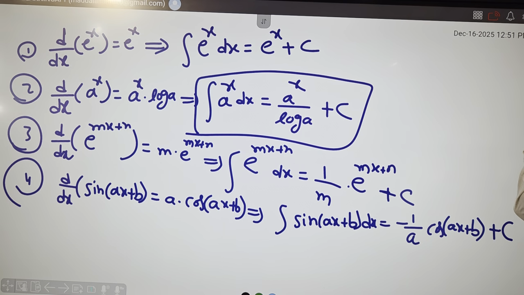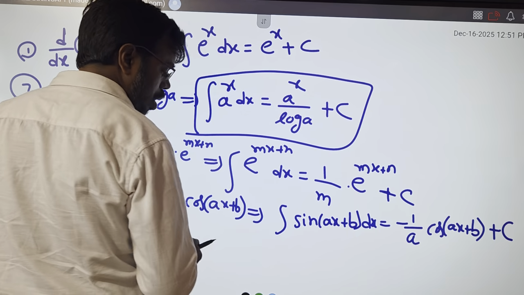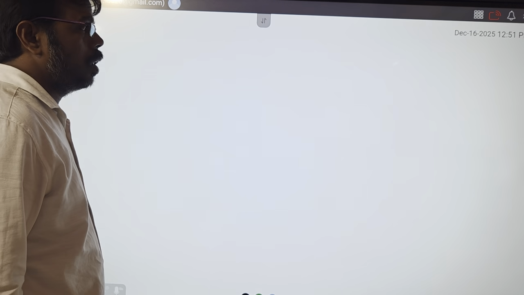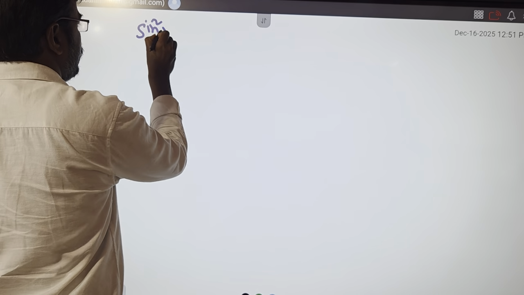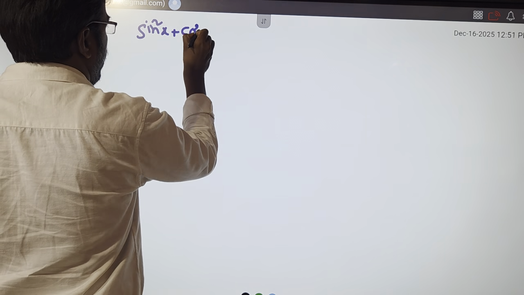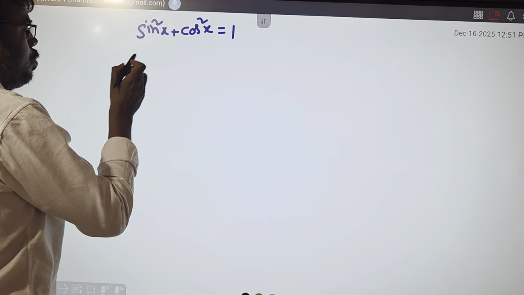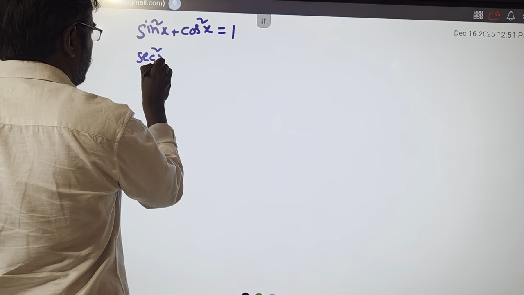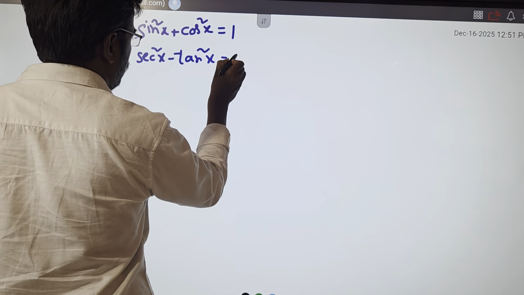From this basic theory, we can solve some problems related to this concept. Trigonometric identities also we can use. What are the trigonometric identities? Sin square x plus cos square x equal to 1, and secant square x minus tan square x equal to 1.